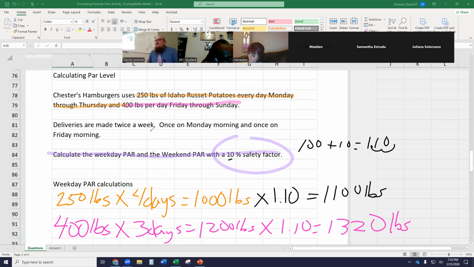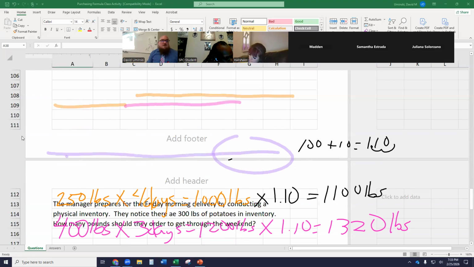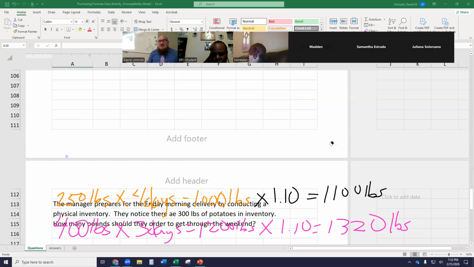So when that truck drives away on Friday, they bring me my potatoes. When that truck drives away on Friday, I need to have 1,320 pounds in my store to get me through the weekend, Saturday and Sunday. And then on Monday, when that truck drives away, I need to make sure I have 1,100 pounds so that I can get through Monday, Tuesday, Wednesday, Thursday. That's my par. That's not quite it. That's our par. So yes, we just figured out our par.